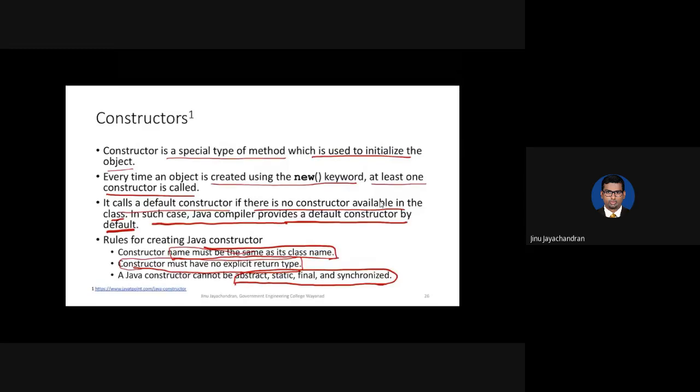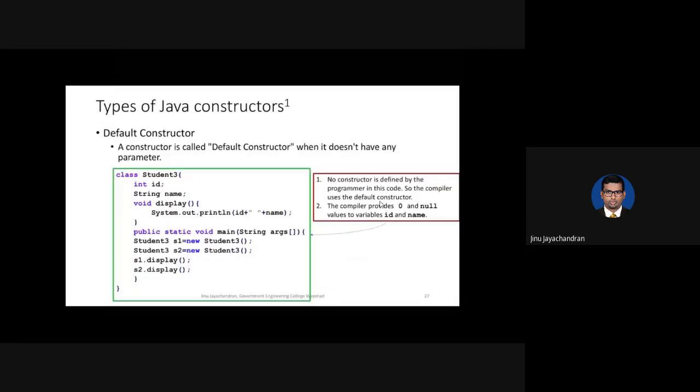So we'll see an example to understand it better. Now, first, different types of constructors. First is called a default constructor. A default constructor is one that doesn't have any parameter. So in case you look at the methods defined in this class, you cannot see a method of this type, Student3 of something.